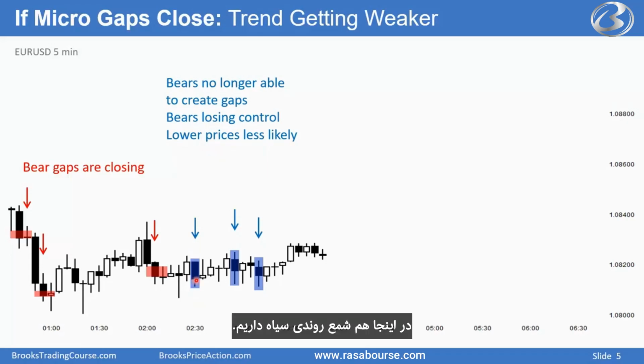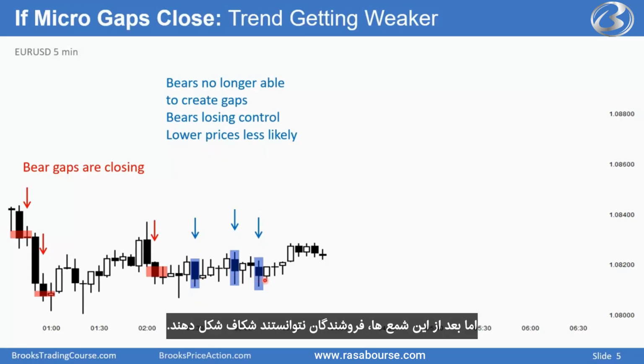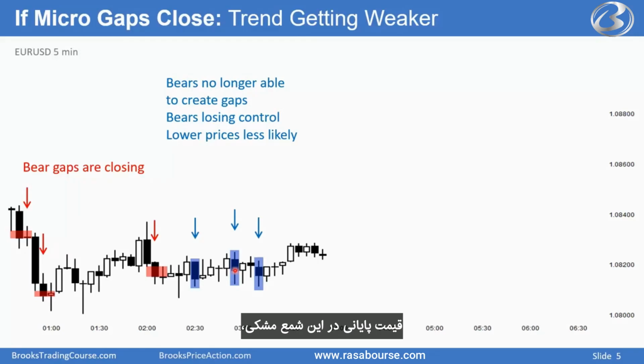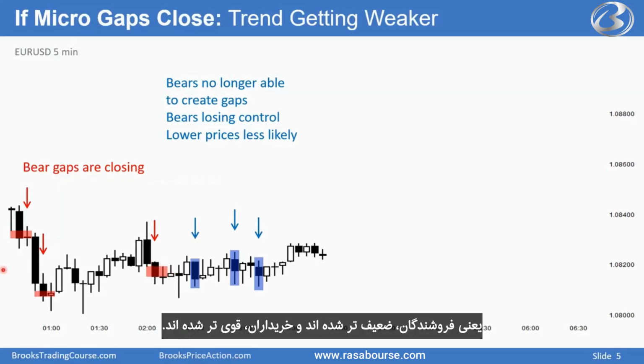Bear trend bars, but every time the bears are failing to get a gap. Look at the close of this bar. It could not even close below the low of this bar, so it could not even form a gap. The market's becoming increasingly neutral. The bears are becoming weaker. The bulls are becoming stronger.